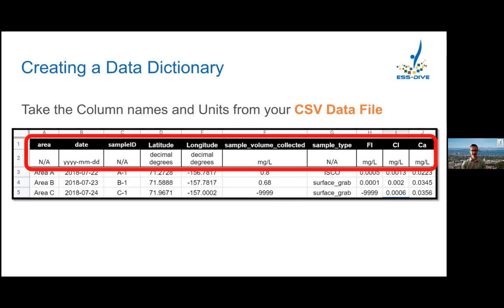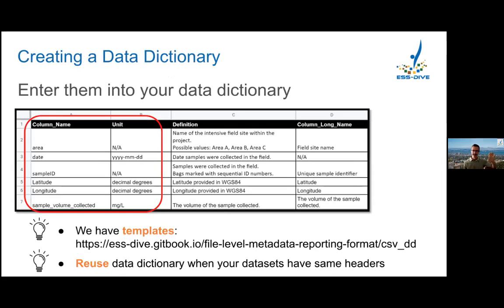This is not the data dictionary yet. This is an example data file. It should look sort of familiar, with column or variable names across the top, like date, latitude, longitude. And so to create a data dictionary, you would take this column header and enter that column header from your data file as the very first row of your data dictionary.